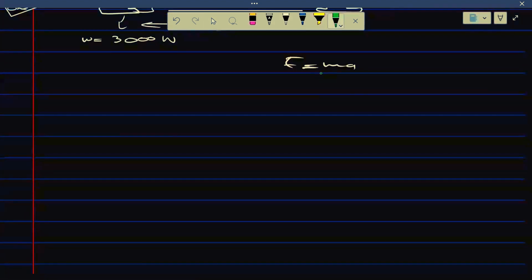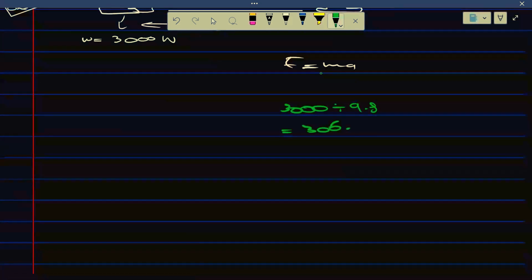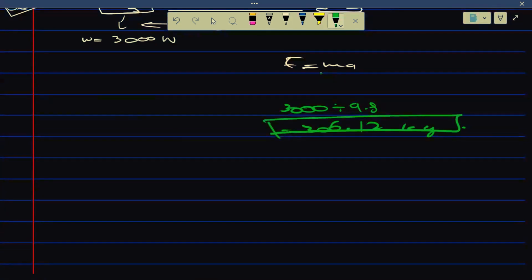So the gravitational force is given, 9.8. So hence we will divide 3000 by 9.8, which will be 306.12 kg. Okay, so this is the mass, and now we will calculate acceleration.